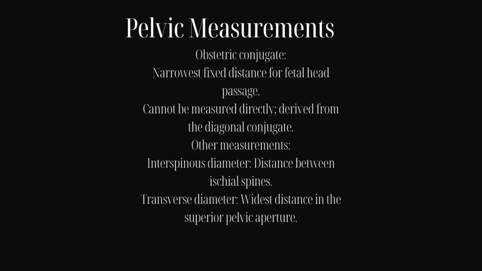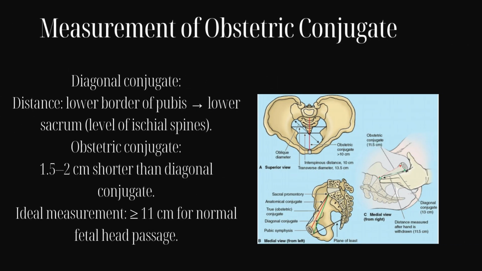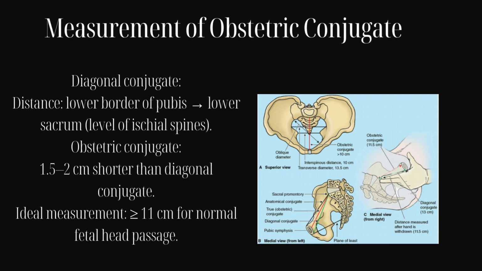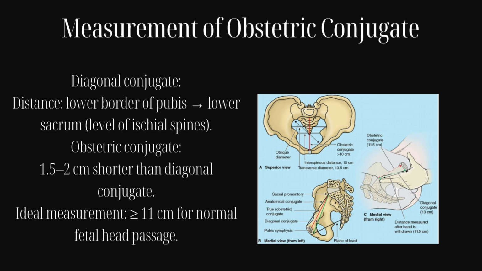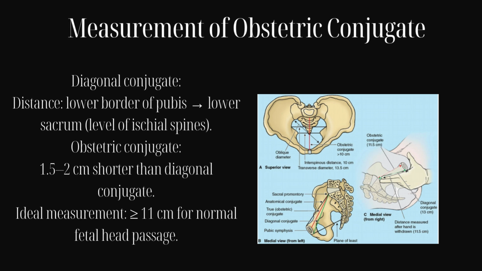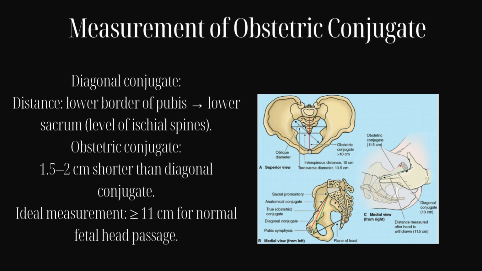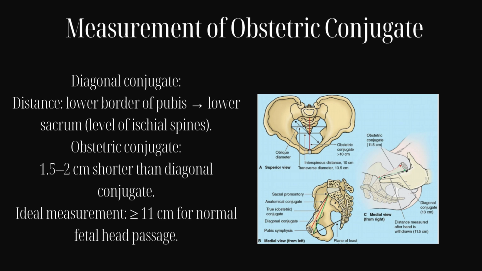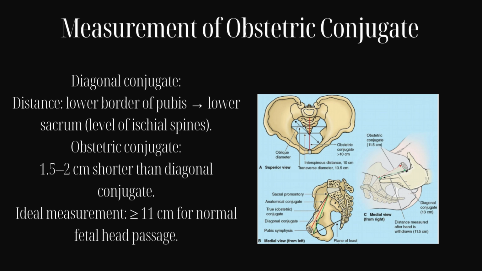The obstetric conjugate is measured indirectly by assessing the diagonal conjugate, which is the distance between the lower border of the pubis and the lower sacrum at the level of the ischial spines. The obstetric conjugate is typically 1.5 to 2 centimeters shorter than the diagonal conjugate. To safely accommodate a normal-sized fetal head, the obstetric conjugate should measure at least 11 centimeters. This measurement is critical in predicting whether vaginal delivery is feasible or not.